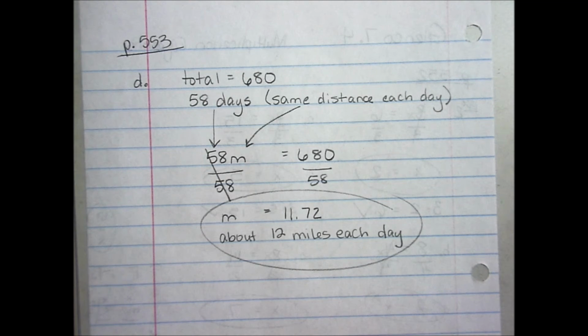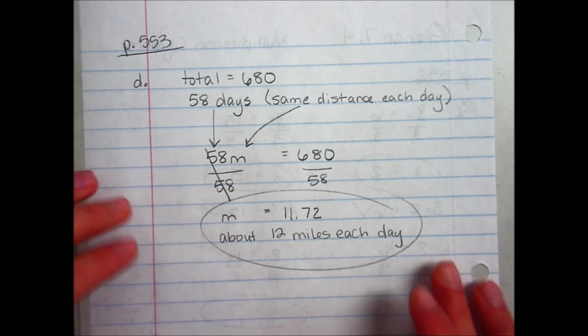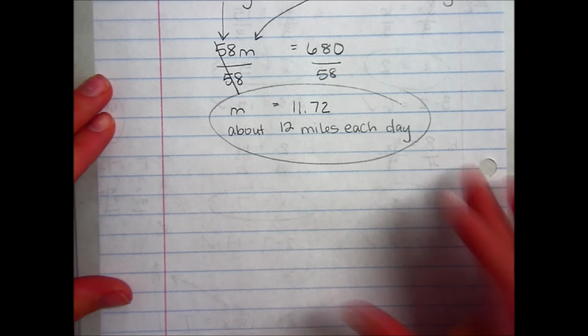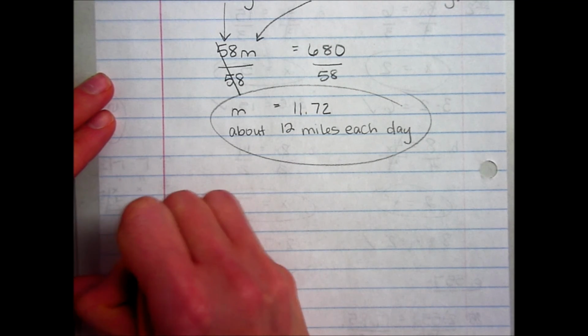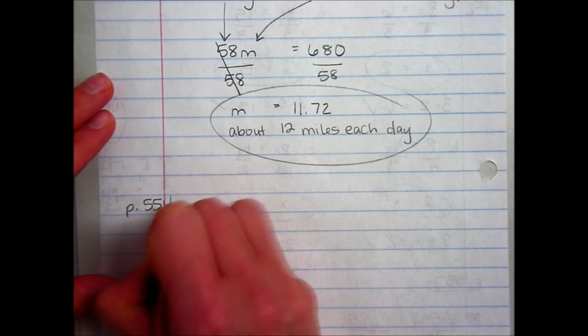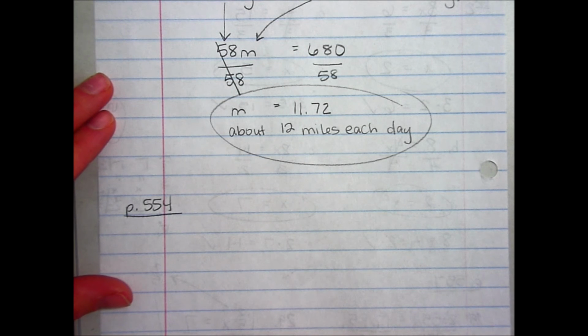I didn't notice, but on page 554, there were a couple more problems that involved decimals. Let's just do one more of those. You do it on your own just to check. So that's page 554. I want you to please try E.